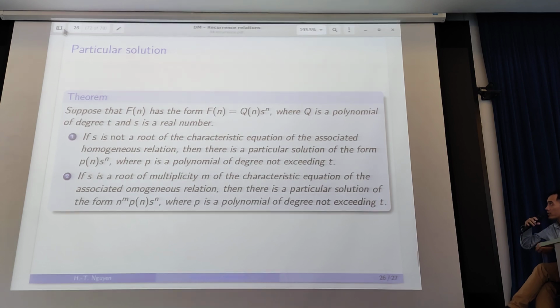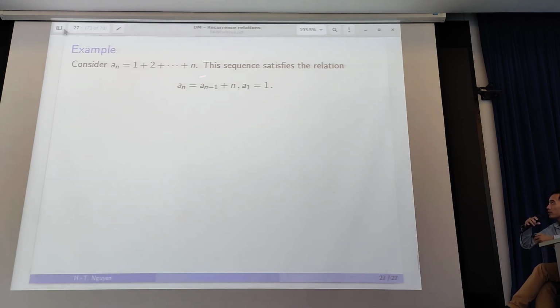Okay, so next time we will use this result to find a well-known formula for this. Okay, you know how to calculate this sum, but we will see how we arrive at the result if we look at this as a recurrent expression.